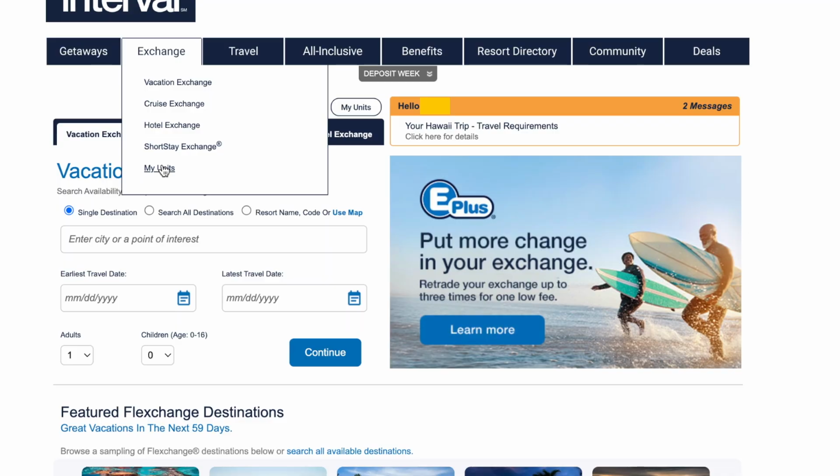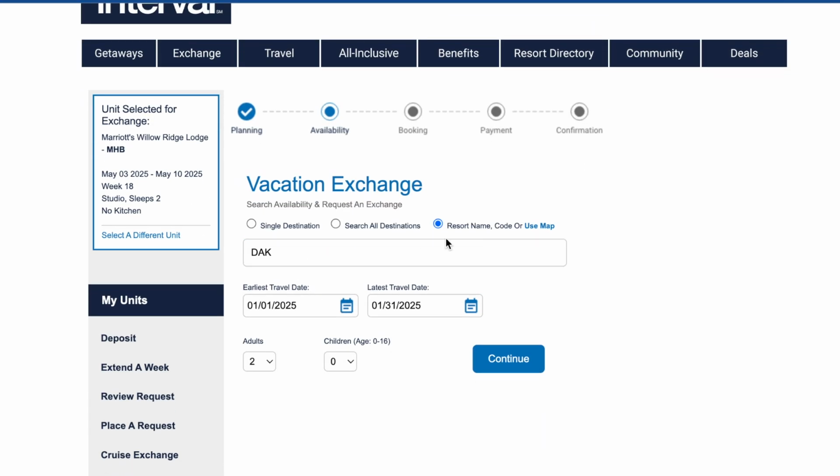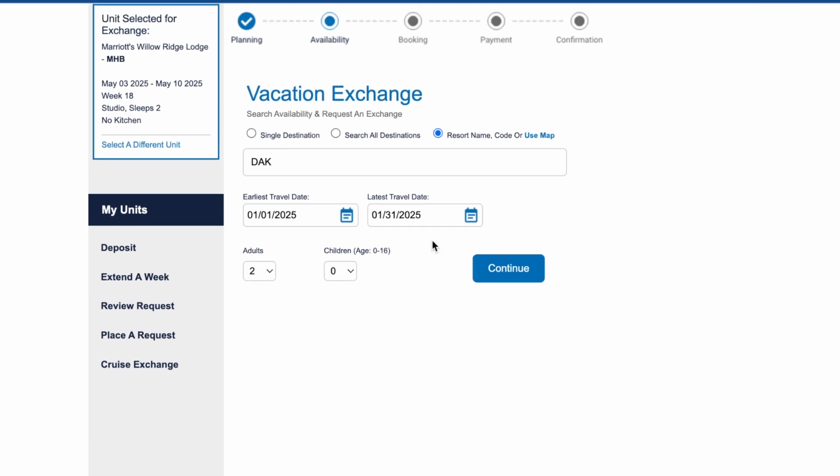Let's go back to my units. Okay, I'm back here at my week 18 studio that I would like to exchange. To do a manual exchange, you simply press vacation exchange. You have a couple different ways that you can search. You can search on a single destination, you can search all destinations, or you can search on a resort name, code, or map. For some reason, Disney's Animal Kingdom is stuck in here. I've got the month of January search dates in there. And since I've already got this preloaded, let's go ahead and continue.